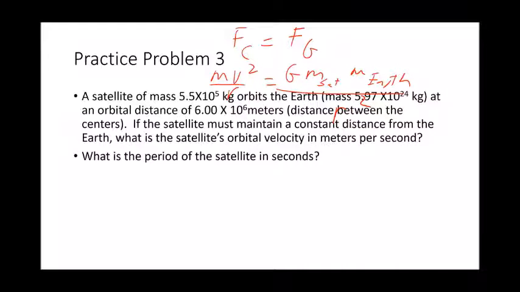So what you can see is that this right here is the mass of the satellite. Those are going to cancel out. So if we continue to solve this for v, we'll multiply both sides by r. This r is going to cancel with one of those. We're going to take the square root of both sides.